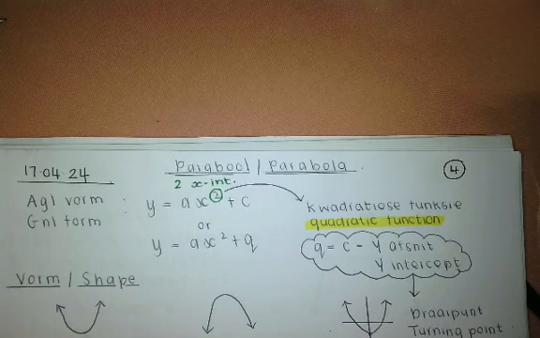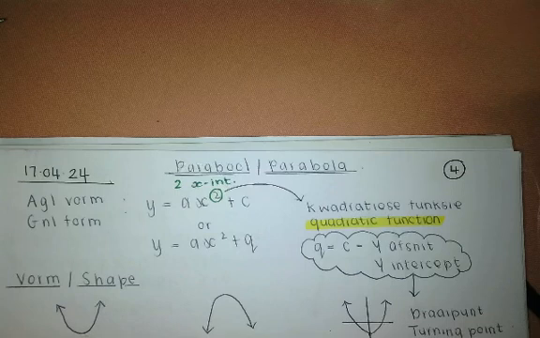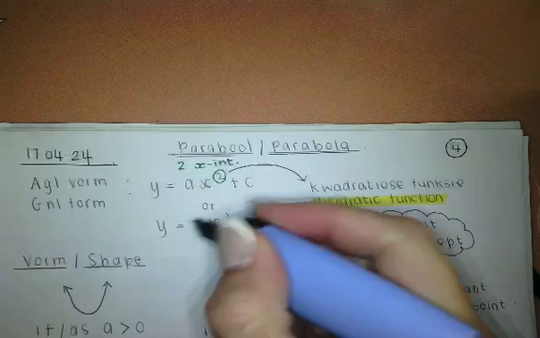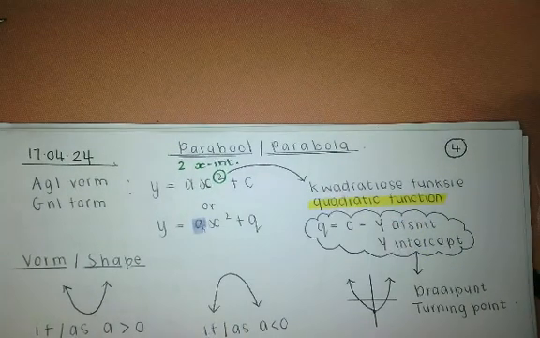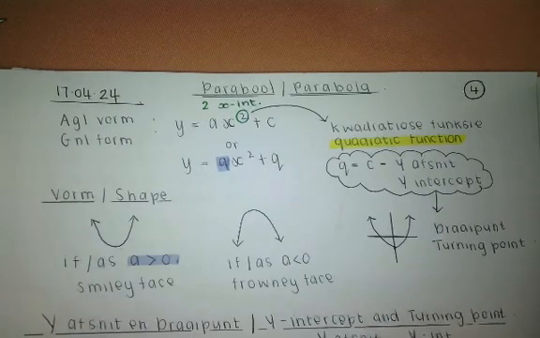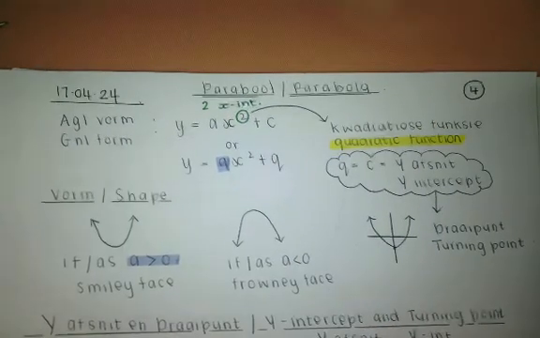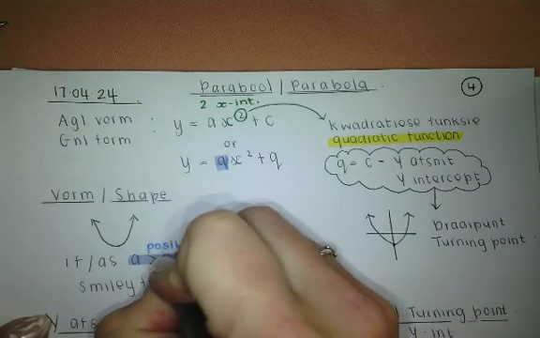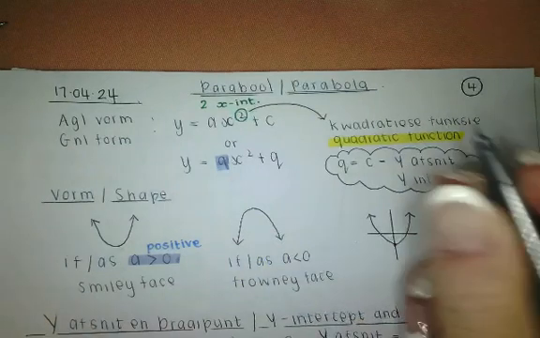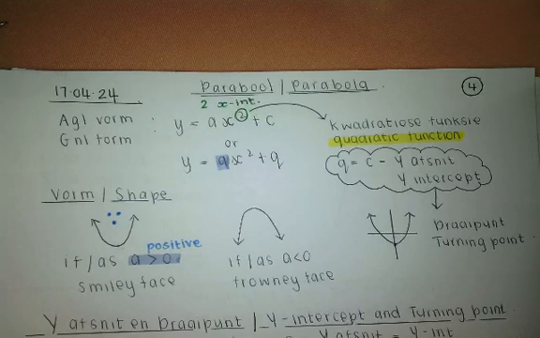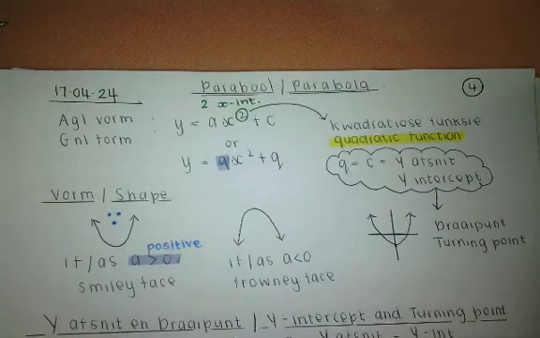Right, moving on to a parabola. Y equals ax squared plus q normally, or plus c. I'll tell you the difference why we can use either for now. Let's start with our a value. If a is greater than 0, meaning a is positive, it means we're going to have a smiley face. Can you see it? We're going to have a smiley face parabola.